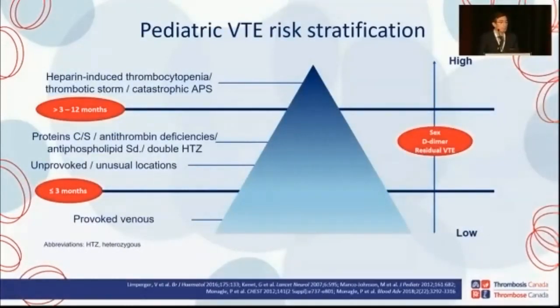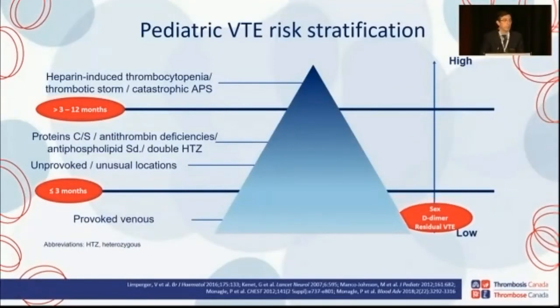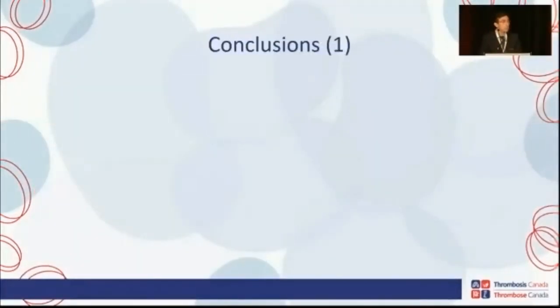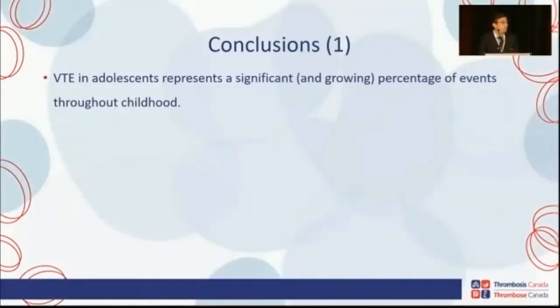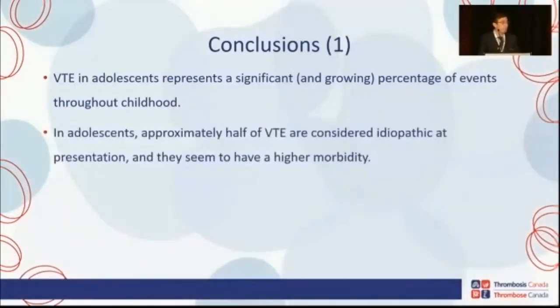Of course, in pediatric care, we do not have thrombosis risk predictors that have already been identified in adults to help with the decision of length of anticoagulation therapy, be it sex, D-dimer, or residual VTE, nor do we have bleeding predictors. So I would stop and conclude at this very quick intro on the nature of VTE in adolescents, that it represents a significant and growing percentage of events throughout childhood, that in adolescents, almost half of those events could be considered idiopathic at presentation, and they seem to be accompanied by a higher mortality.